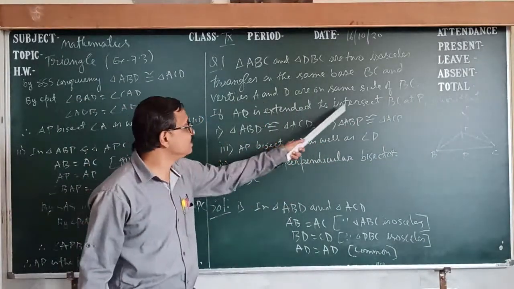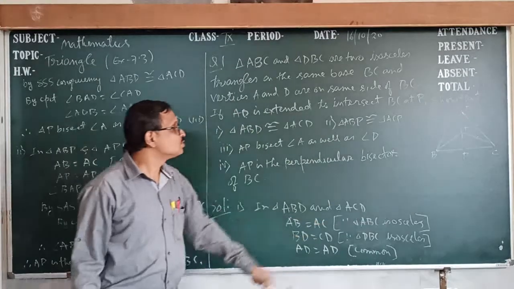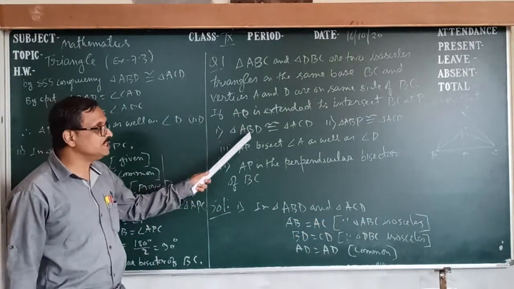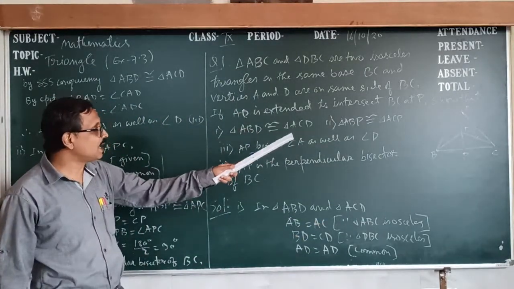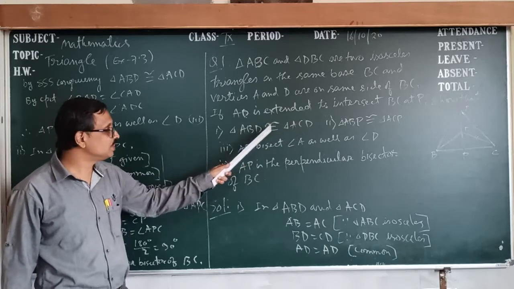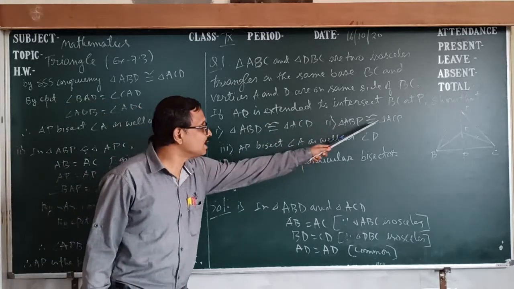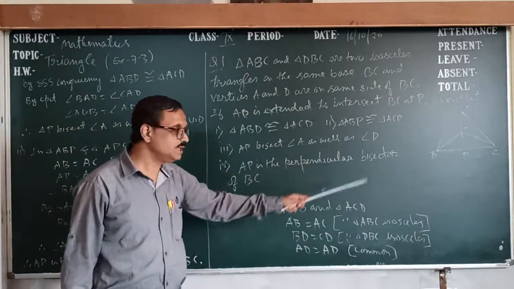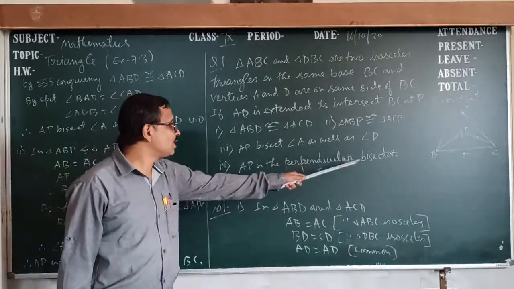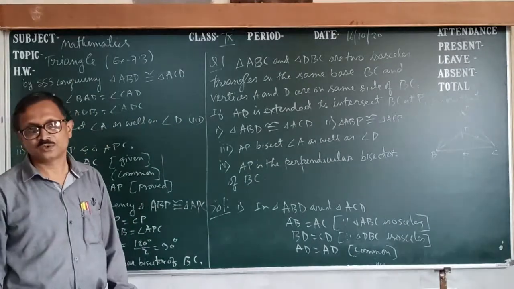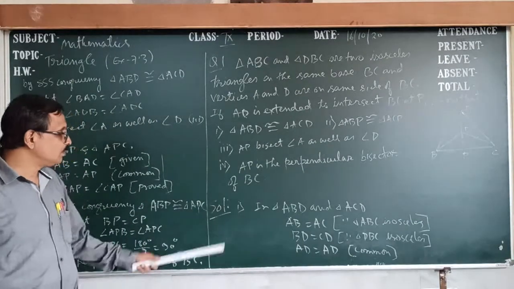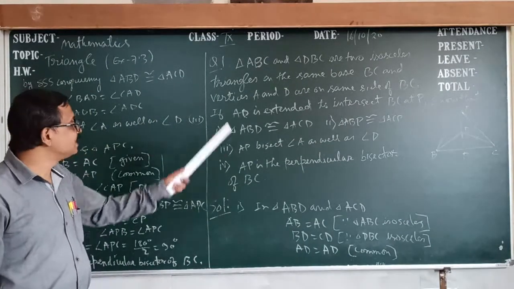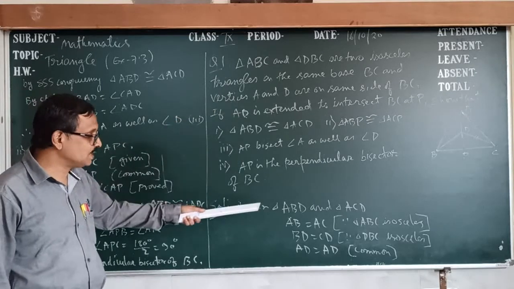If AD is extended and it intersects BC at P, then we have to prove: first, triangle ABD and triangle ACD are congruent; second, triangle ABP and triangle ACP are congruent; third, AP bisects angle A as well as angle D; fourth, AP is the perpendicular bisector of BC. So we directly come to the proof. This is given, this is to prove, and this is the proof.